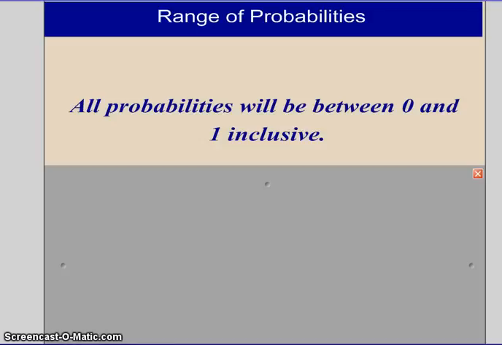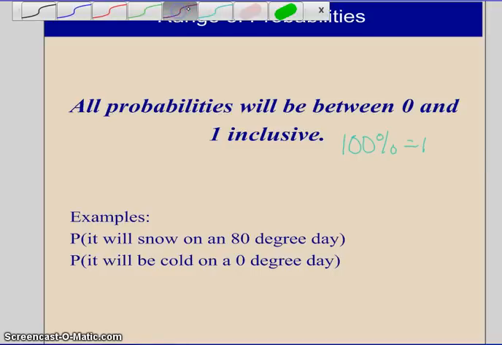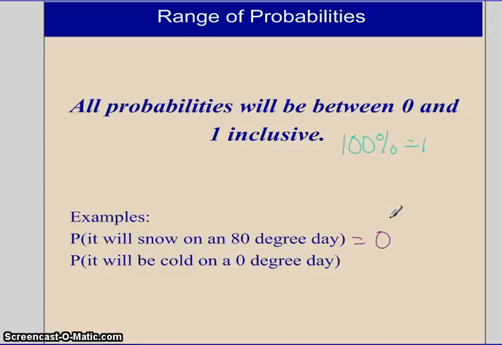When you think about probabilities, all probabilities are going to be between 0 and 1 inclusive. In other words, the probability of something happening at least is 0. There's no chance it can happen. Where if it absolutely is going to happen, it would be 100% chance, and 100% is the same thing as 1. So let's look at some examples. Find the probability that it will snow on an 80-degree day. 0, right? And what's the probability it will be cold on a 0-degree day? It's a 100% chance, so we would write that as 1. It's going to be cold on a 0-degree day.